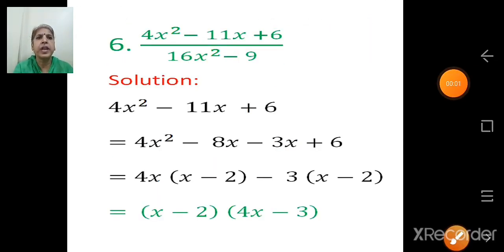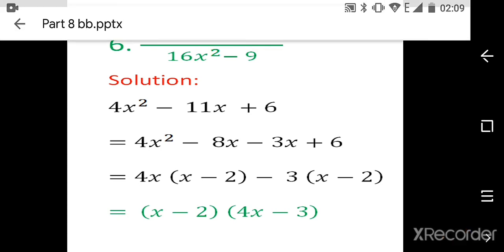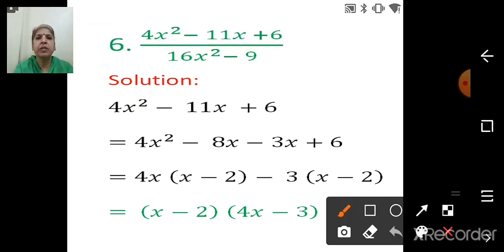Next question: 4x square minus 11x plus 6 upon 16x square minus 9. Solution. Here we have to find the factors. We will not be able to find them directly. So for 4x square minus 11x plus 6, we will find the factors. We know that the coefficient of x square is 4 and the last term is 6. So 4 times 6 is 24. We will find the factors of 24, and it is positive 24.